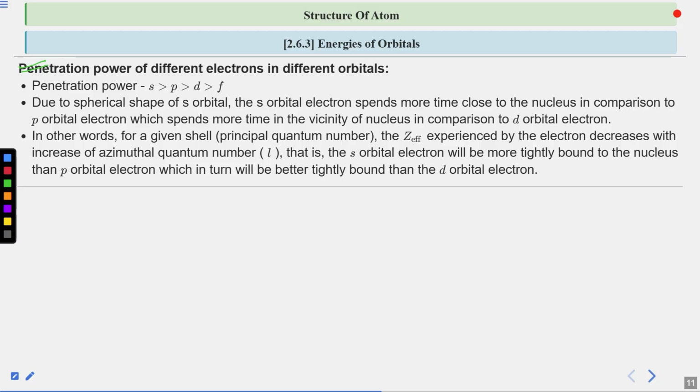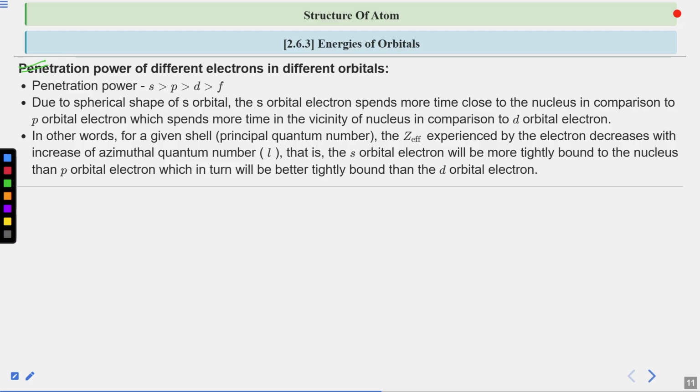Now imagine you have three orbitals, s, p and d. Since s is symmetrical, meaning it is spherical in shape, and p is also symmetrical but not as symmetrical as the s orbital, the s electron will come closer to the nucleus. It means it will penetrate more. Of course, the electron will not go into the nucleus, but it will come closer and closer. As a result, s will have the greatest penetration power, then p, then d, and lastly f.